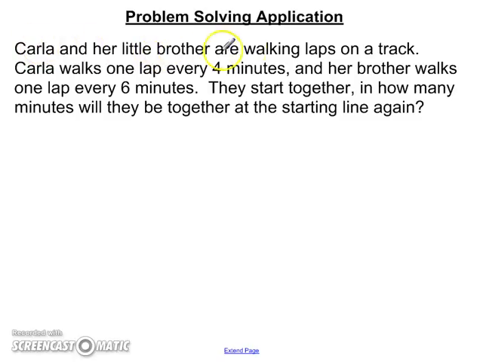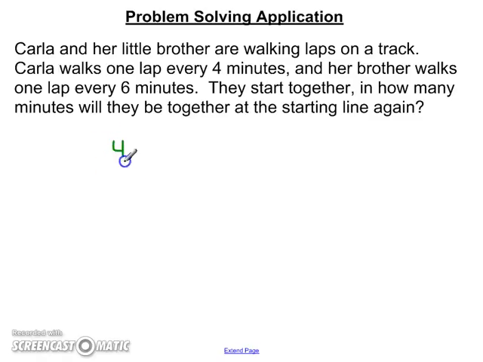Carla and her little brother are walking laps on a track. Carla walks 1 lap every 4 minutes, and her brother walks 1 lap every 6 minutes. They start together. In how many minutes will they be together at the starting line again? Okay, so we need to figure out the least amount of time that will take them to walk, but then end up at the same spot at the starting line, and that is important.